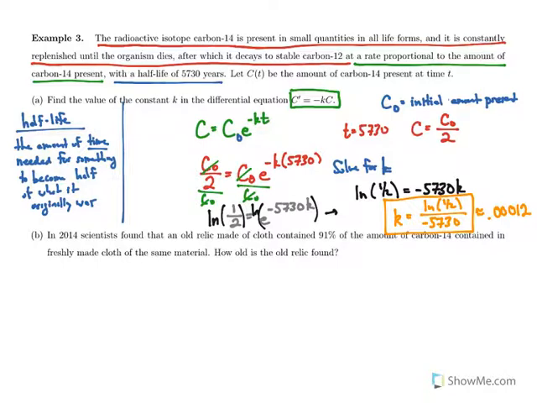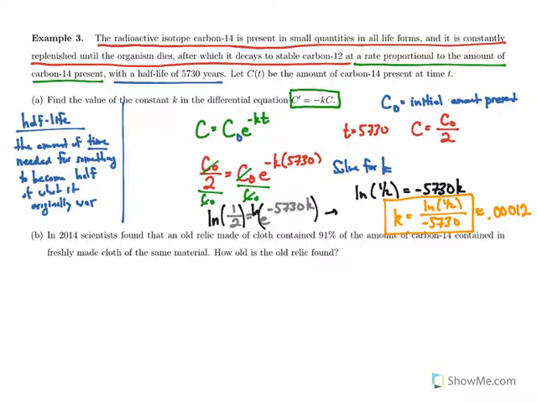All right, now that we have this value k, let's think about how we can use this to answer a question. So in 2014, scientists found that an old relic made of cloth contained 91% of the amount of carbon-14 contained in a freshly made cloth of the same material. And we can use that information to determine how old is that relic that we found. So we're saying when it's freshly made, it has 100% of the amount of carbon-14 present. And then in 2014, we now have 91% remaining. Since we know the half-life is 5,730 years, since we have this value of k, we can figure out the value of t.